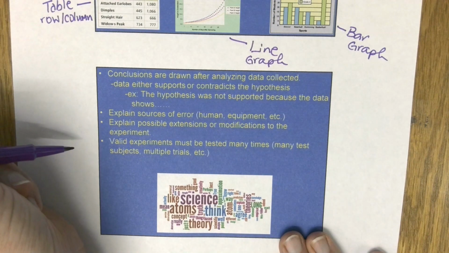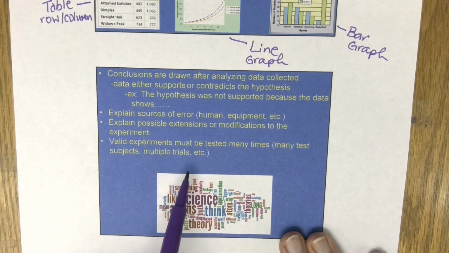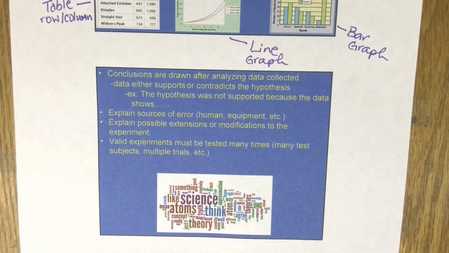And then it says valid experiments must be tested many times. So again, many test subjects, multiple trials, okay? And it just kind of depends on what you're doing as to what the need is there. Okay, and that is it on just basic science and scientific processing. You will have, again, some notes on tables and graphs that are separate that I don't think I'm going to lecture on per se, so you'll need to ask some questions about that if need be.